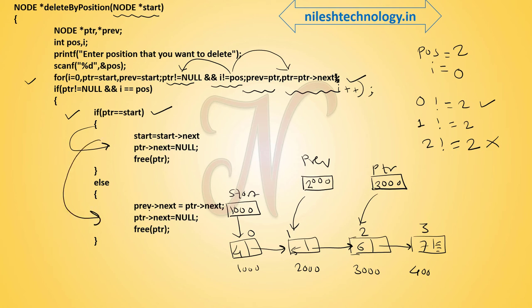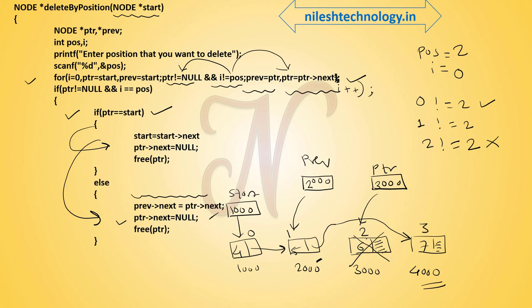So see here, else: prev of next equal to ptr of next. So this is your prev, this is your ptr. So prev of next, this is an arrow which is assigned to ptr of next. So ptr of next is pointing to this address location 4000. Okay, then ptr of next equal to null. So this is your ptr. Here we remove this next, which is assigned to this null address, and free ptr, here we remove this node.